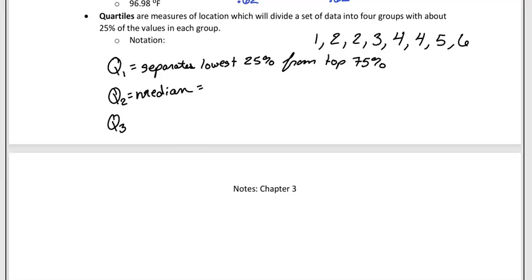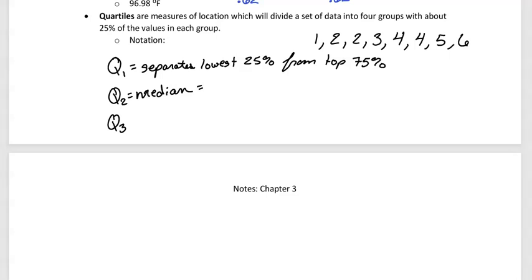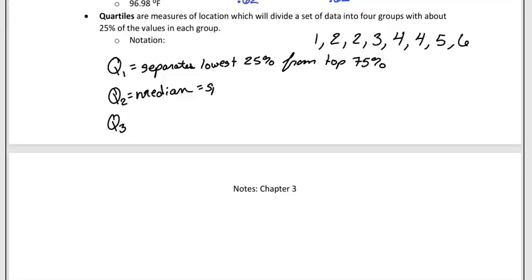The median is the number that's right in the middle. So that's your halfway mark. That's your 50%. It separates the bottom 50% from the top 50%. And then quartile 3 is going to separate that top 25% from that bottom 75%.